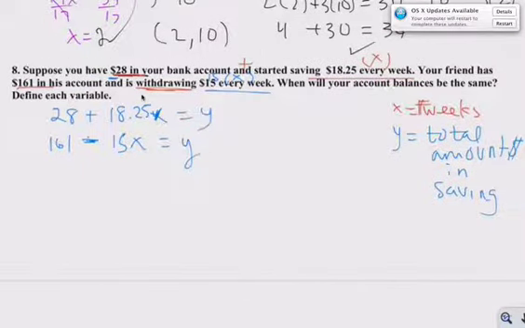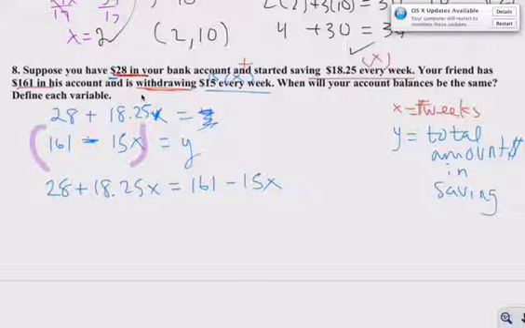Okay, we can use substitution. Better than graphing, you guys. You can't always graph because of the decimals. See, when we graph, we have to estimate and everything. This way we can be exact. So we're going to substitute that into where this y is. So we get 28 plus 18.25x equals 161 minus 15x.